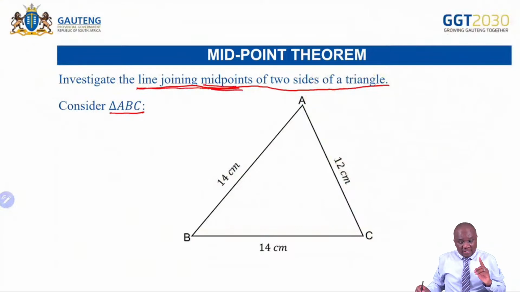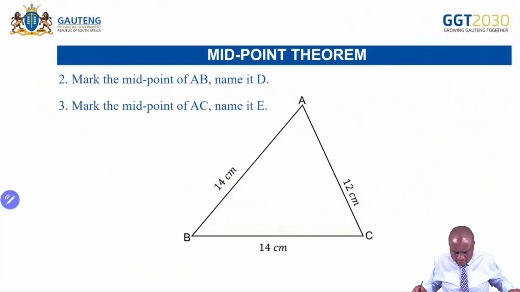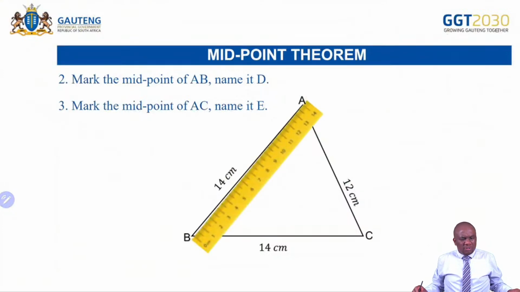Okay, now the next step is to mark our midpoints. Again, we need our ruler for that. Let's go back and get our ruler. Let's mark half of 14. What is half of 14? 7, isn't it? So it means the midpoint is going to be at 7. Let's name this midpoint D.